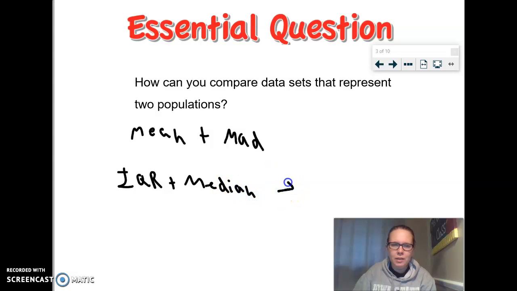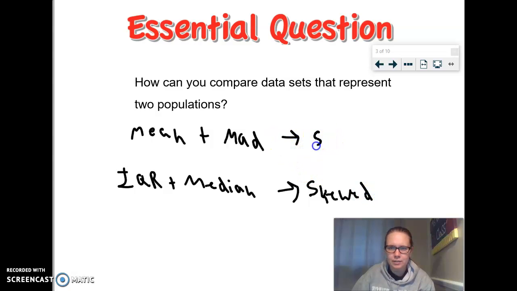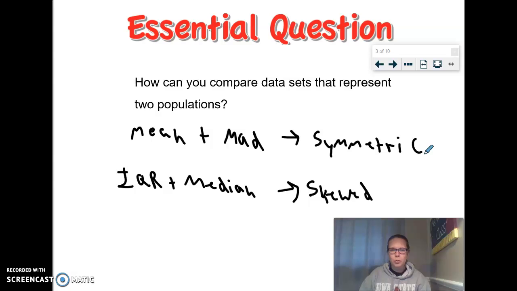Remember, we use median and IQR when something is skewed. And we use mean and MAD when things are symmetric. Okay, so when we take a look at these sets of data, we're going to be deciding what measures of center we're using, whether we're using mean and MAD, or we're using median and IQR. And we're going to use those data sets to compare our populations.